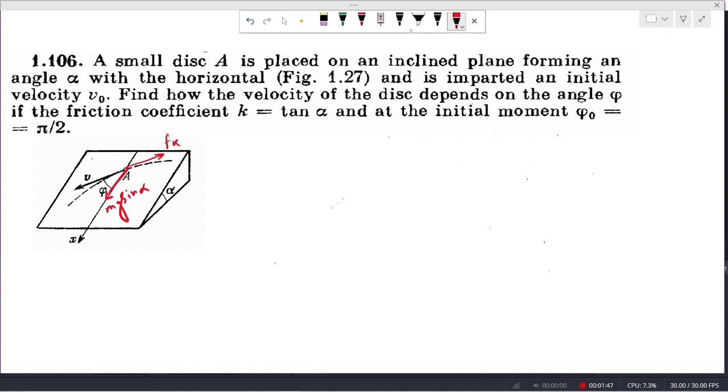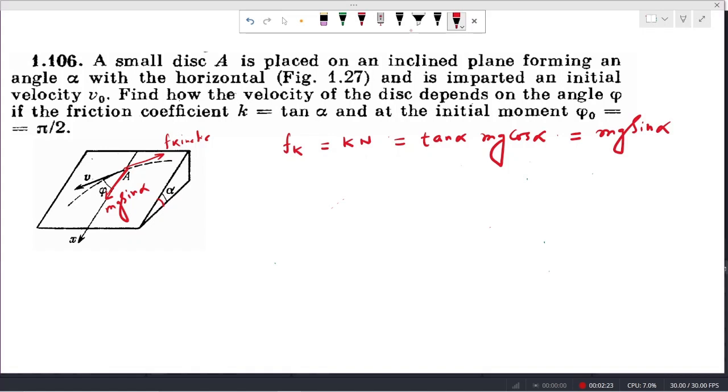Now let's first try to find out what is the kinetic friction acting on this disk. This kinetic friction Fk will be equal to k into normal reaction. Usually it is mu into normal reaction. When the particle is placed on an inclined plane with inclination angle alpha with horizontal, the normal reaction becomes mg cos alpha. And since k is tan alpha, we write tan alpha into mg cos alpha, which gives us kinetic friction as mg sin alpha.